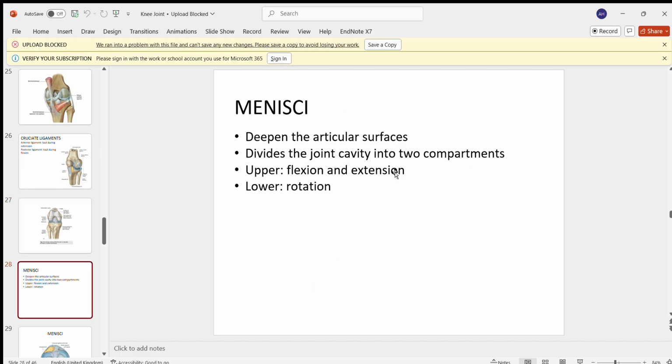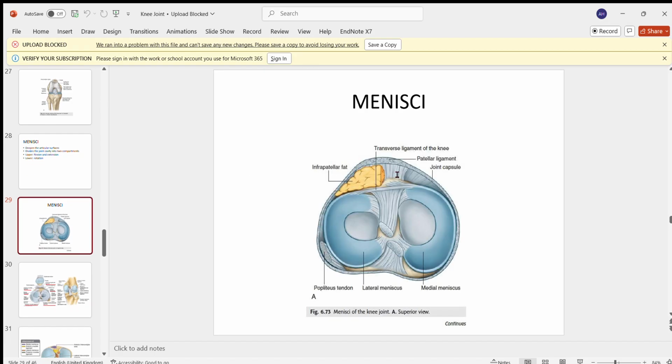Now there are two menisci whose function is to deepen the articular surfaces. The menisci are C-shaped structures. They are two in number. One is medial and one is lateral, and they are attached on the upper surfaces of the tibia. They provide cushioning between the two condyles, the femoral condyles and the tibial condyles.